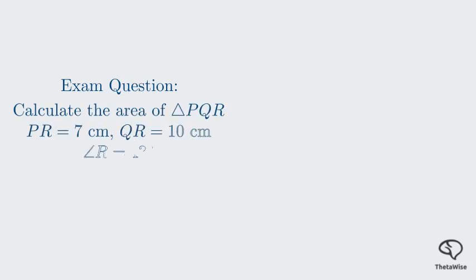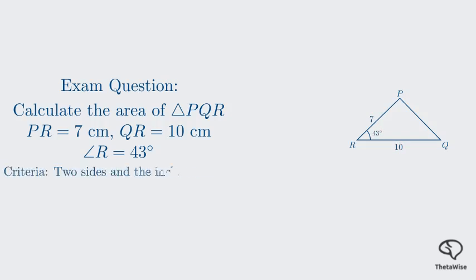Let's apply this to an IGCSE exam-style question. Calculate the area of triangle PQR. Side PR is 7 centimeters, side QR is 10 centimeters, and angle R is 43 degrees. First, we check our criteria. We have two sides, 7 and 10, and the angle 43 degrees is trapped between them. This is our included angle.